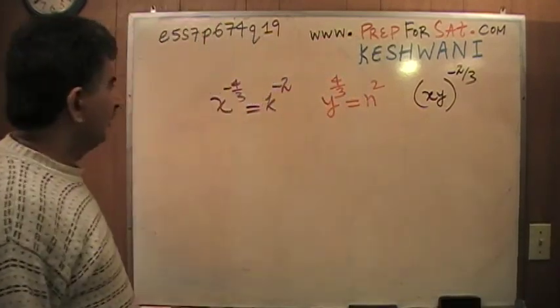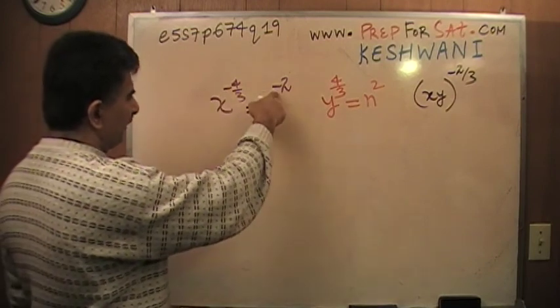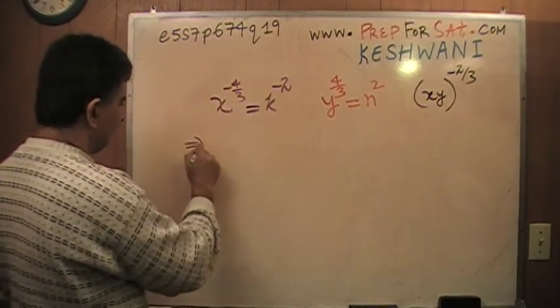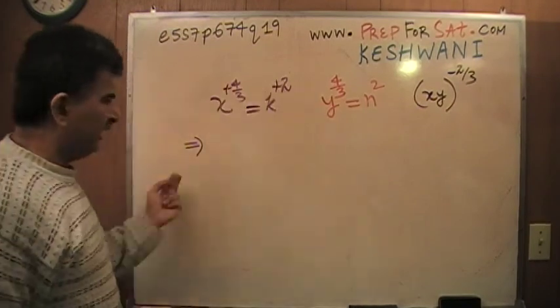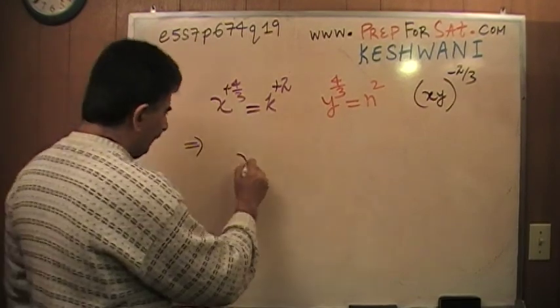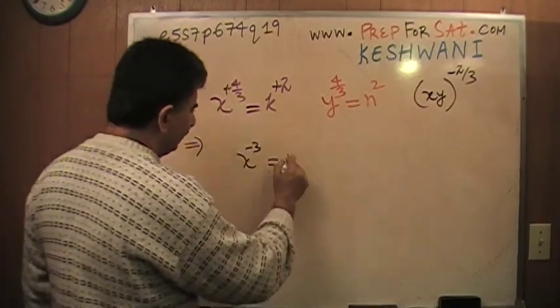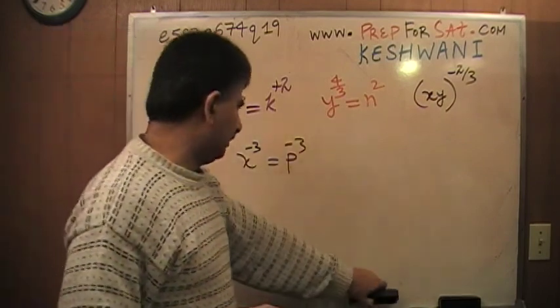The very first thing I'm going to do here, as you can see, this is a negative exponent and this is a negative exponent, which means this statement is the same as this exponent. I don't even have to do this. It doesn't change anything. If x raised to negative 3 is equal to p raised to negative 3, then x to third must be equal to p to third, and so forth.